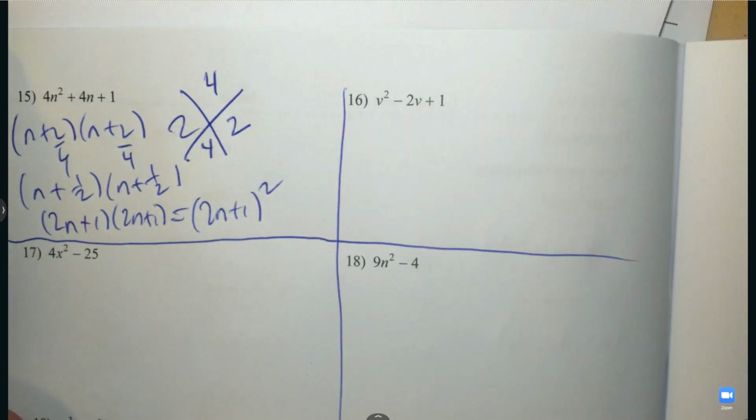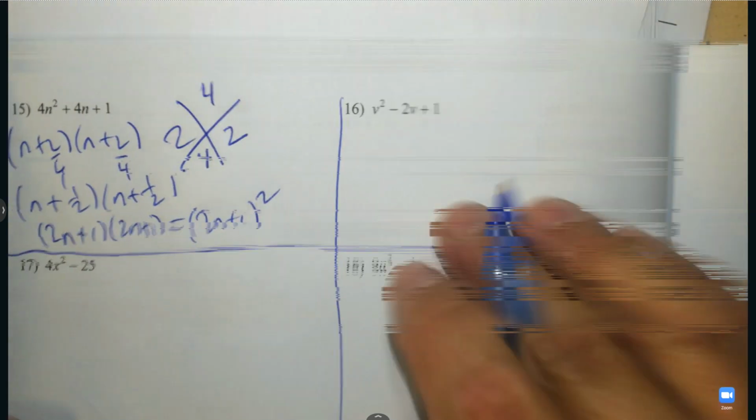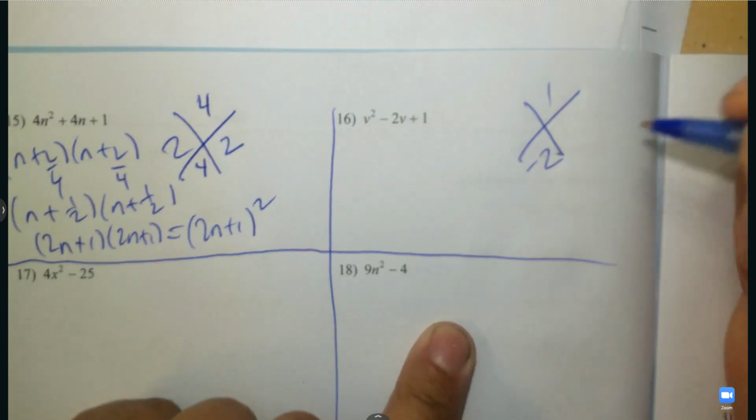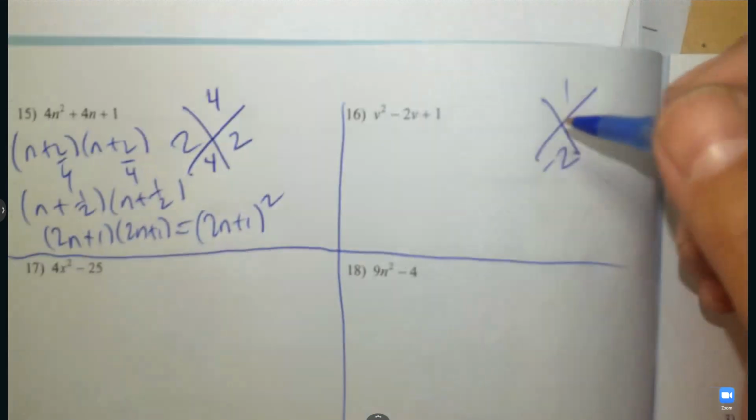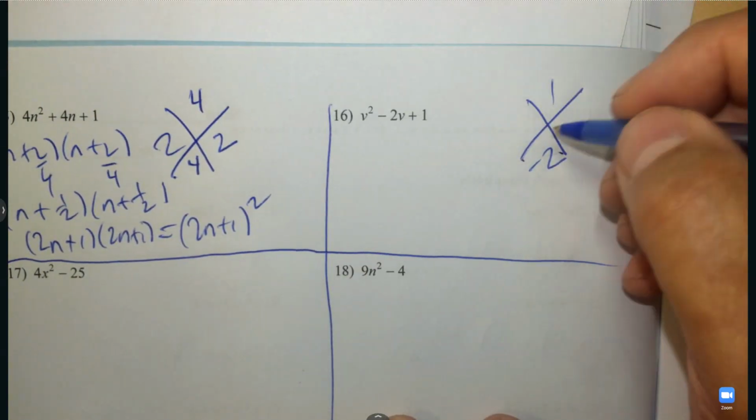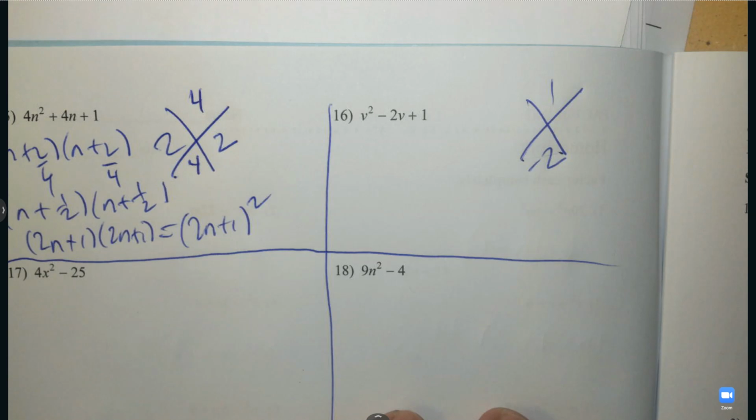All right, number 16, so it's 1 and negative 2. In fact, this one's a basic trinomial because there's a 1 in front. So those two numbers are, let's see. One second. I'm going to pause this, and I'm going to continue.